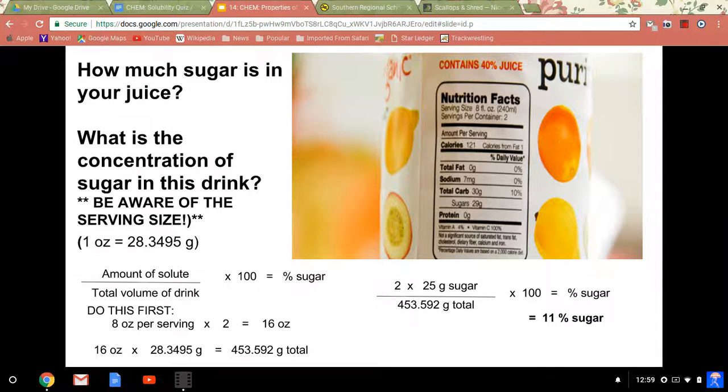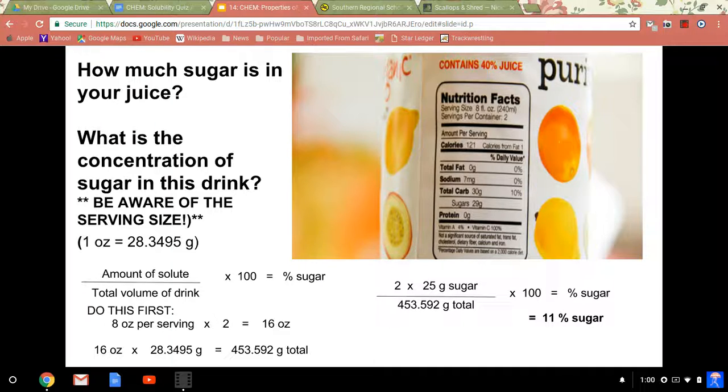You're following along on your paper. We're down at number 11. So our serving size is 8 ounces, but there's 2 servings in the container. You're really thirsty, you're going to drink the whole container, so you're going to drink all 16 ounces. 16 ounces is great, but we need to know how many grams that is because our sugar was given to us in grams. So 16 ounces times 28.3495 grams, because that's how many grams are in 1 ounce, gives us 453.592 grams of our total drink.